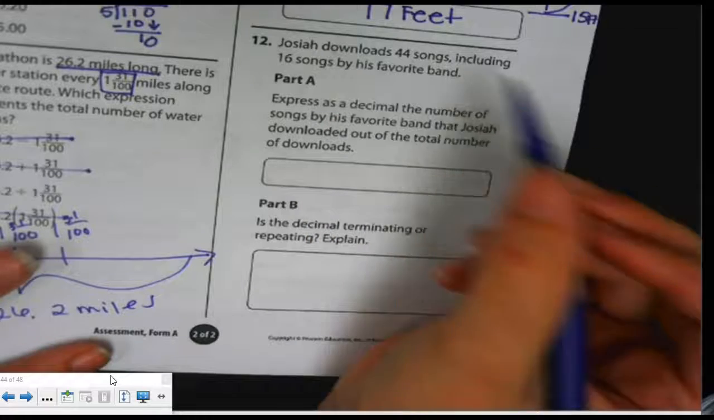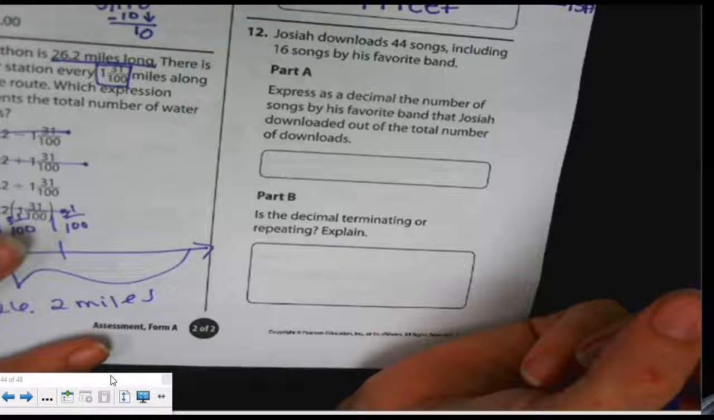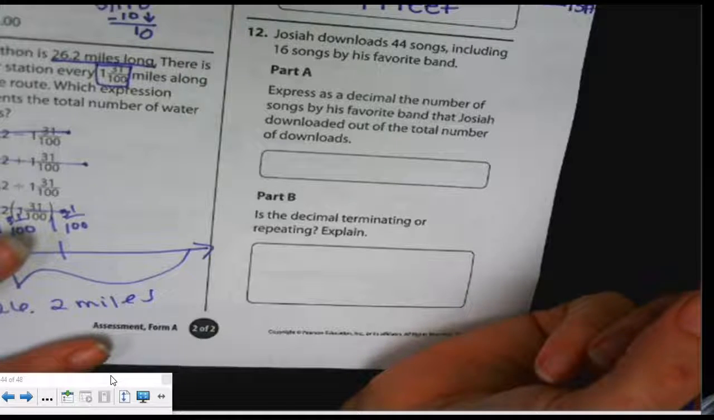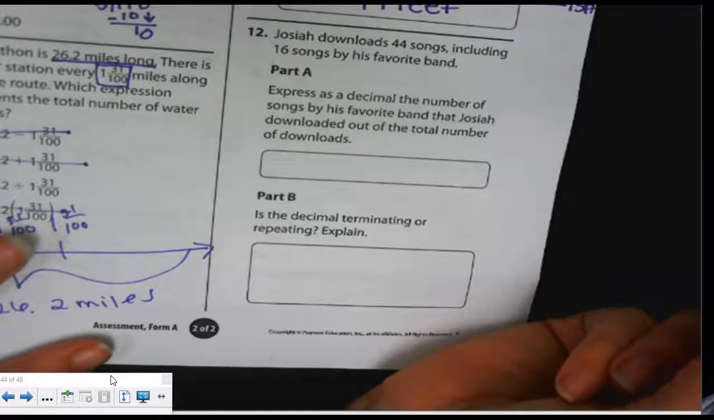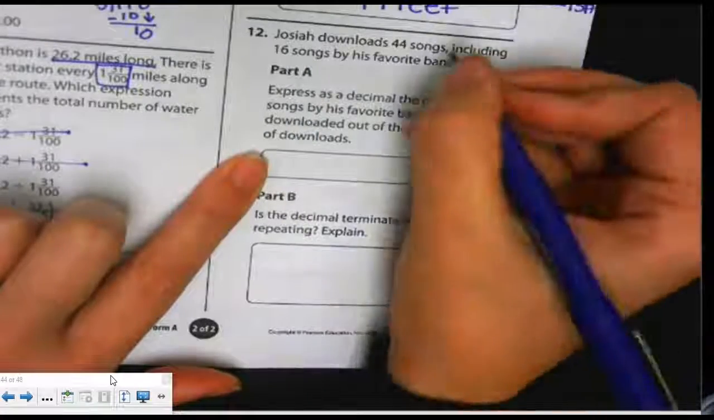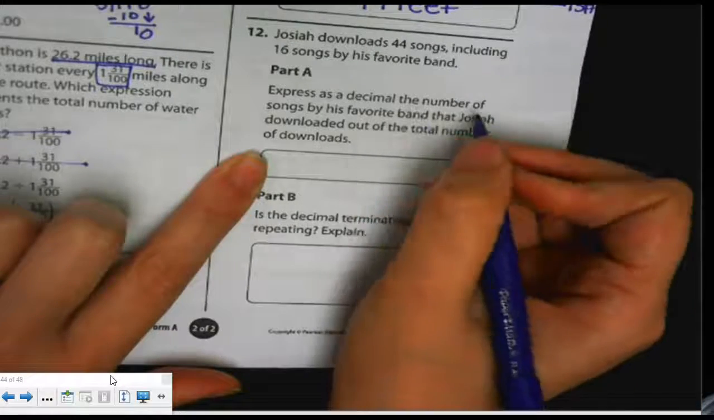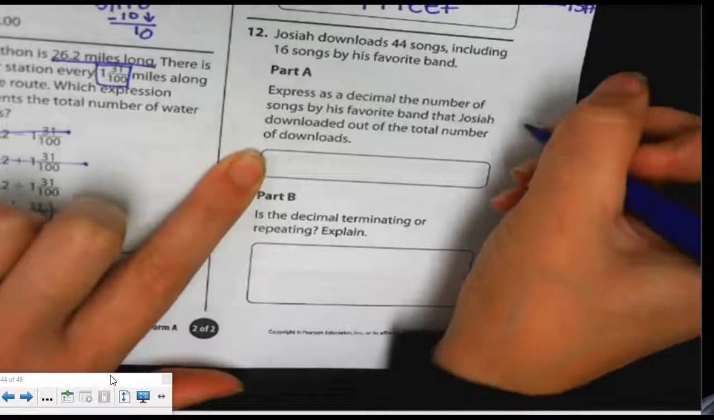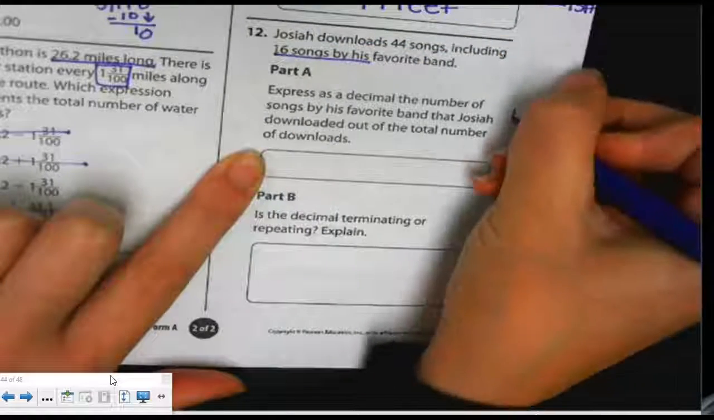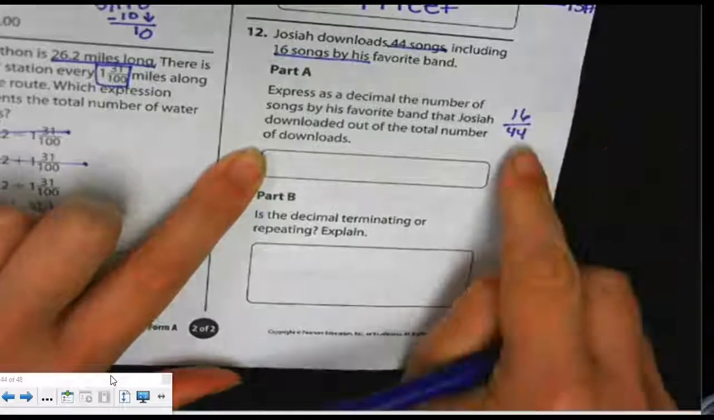And then number 12 says Josiah downloads 44 songs, including 16 songs by his favorite band. Express as a decimal the number of songs by his favorite band that Josiah downloaded out of the total number of downloads. So his favorite band's songs was 16, out of a total of 44. So it wants me to convert this into a decimal.